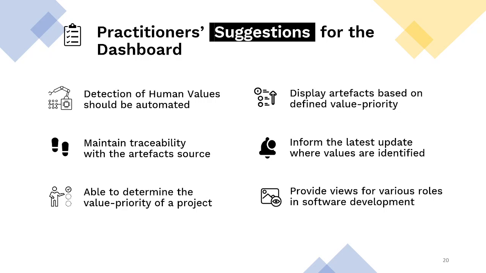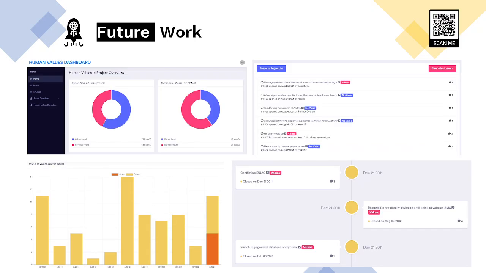The practitioners also want to be kept updated when values are identified in the artifacts. Lastly, the human value dashboard should provide views to support various roles in software development. As future work of this paper, we are currently developing the next generation of the prototype that has automated identification of values for issue discussions and provides several views for various software development roles.